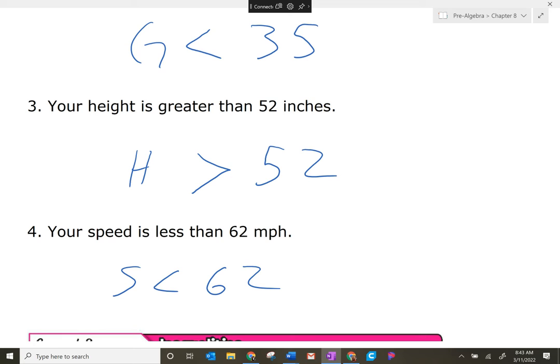Oh, yeah. Okay. Her speed is 100 miles an hour. False. Her speed is 62 miles an hour. False, because it has to be less than. You're right, 62 is equal to that, but I just want to know if this is true or false. 62 is not less than 62 because it's equal. Good?